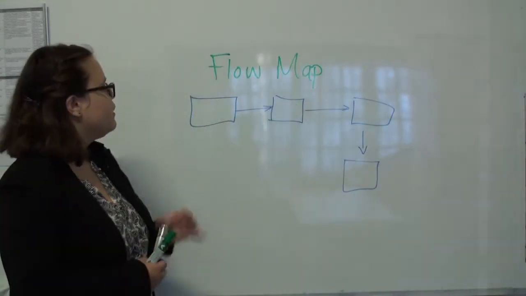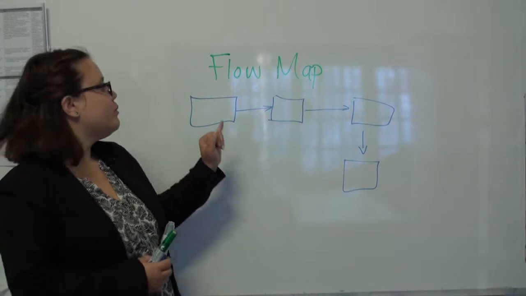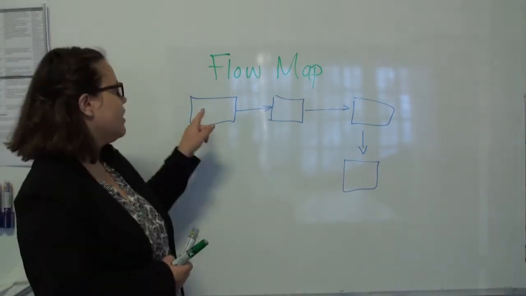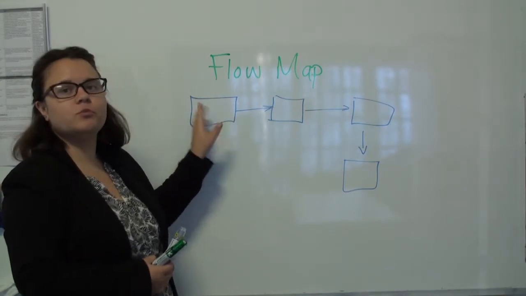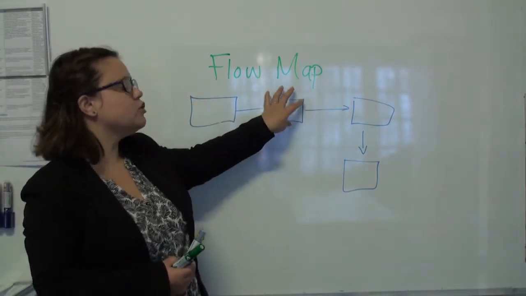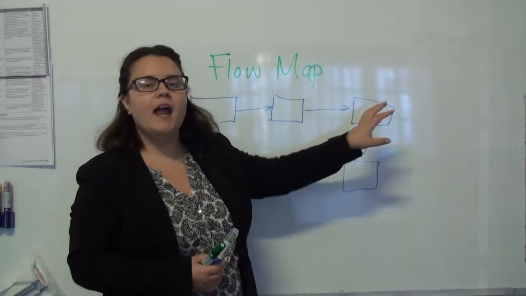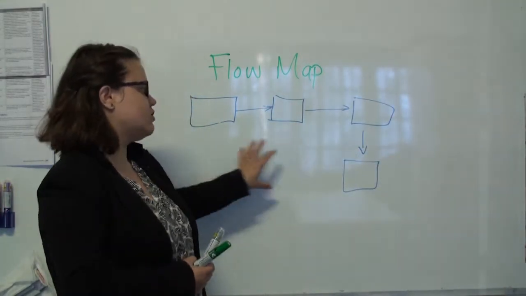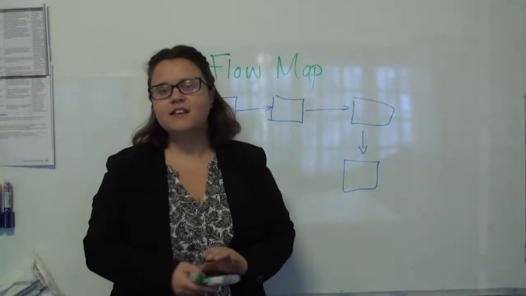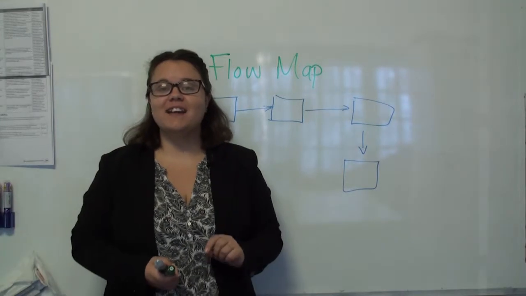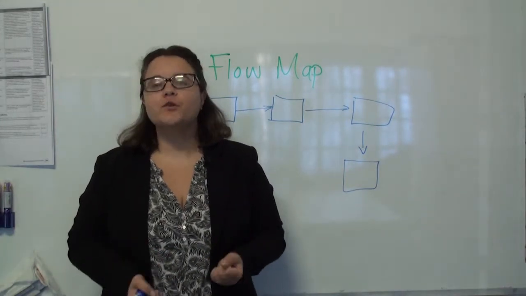A flow map looks something like this, where you would then make sure that you are putting things in the correct order, and you would write the information within a block, move on to the next block, and then move on to the next block. And if need be, you could actually just change the direction. Yes? It looks like a food chain. Very good. I'm glad you made that connection. It looks like a food chain.